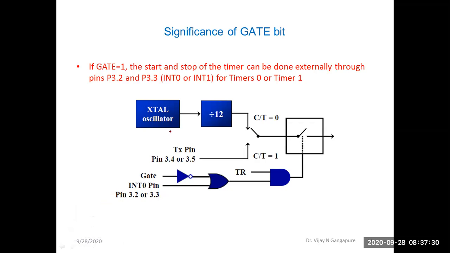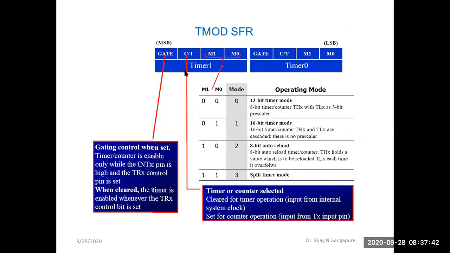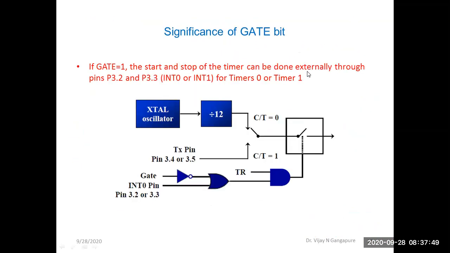So what is the significance of the gate bit? Where is the gate bit? It is in TMOD. Timer 0 and timer 1 both have a gate bit. You can see here, this gate bit is for timer 1 and this gate bit is for timer 0. Normally the gate bit is 0, but if we make the gate bit 1, we can control the operation of that timer, either timer 0 or timer 1, externally.